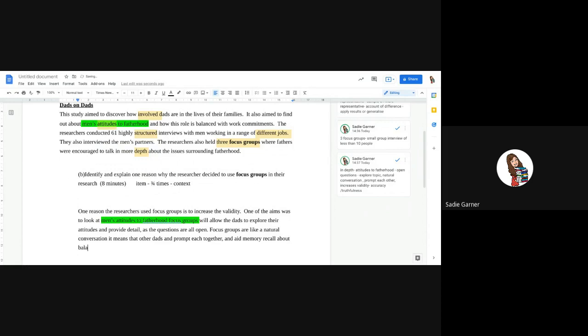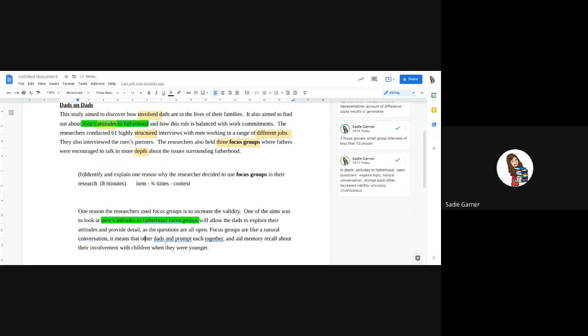About balancing, or about their involvement with children when they were young. Men's attitudes to fatherhood will allow them to explore their attitudes and provide detail as the questions are all open. Focus groups are like a natural conversation.